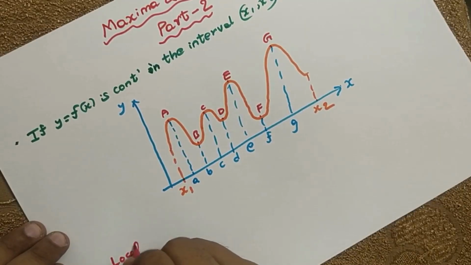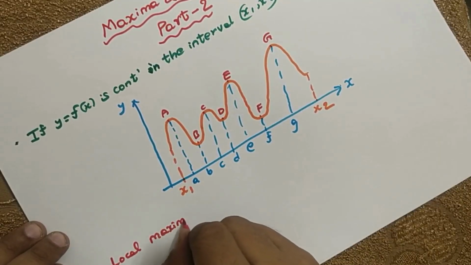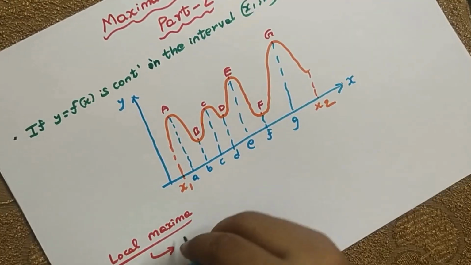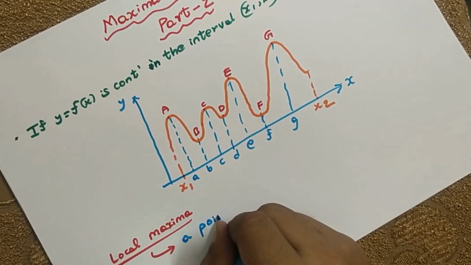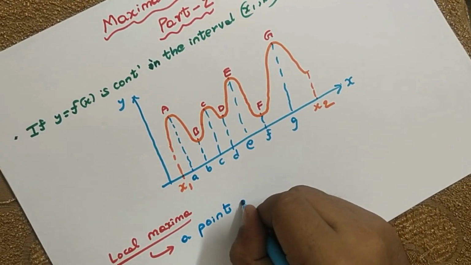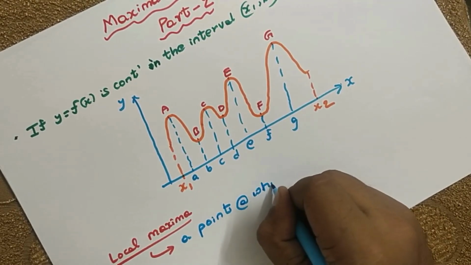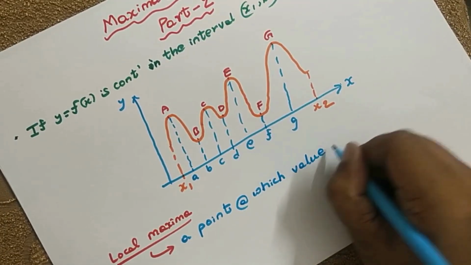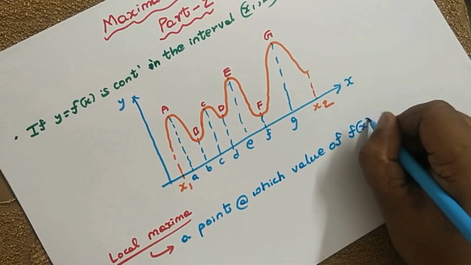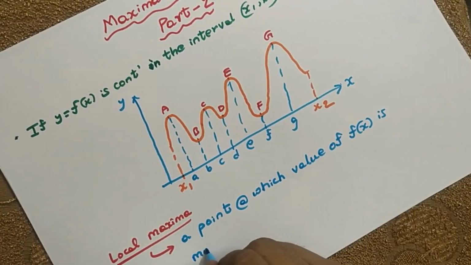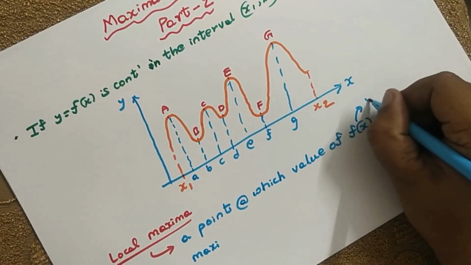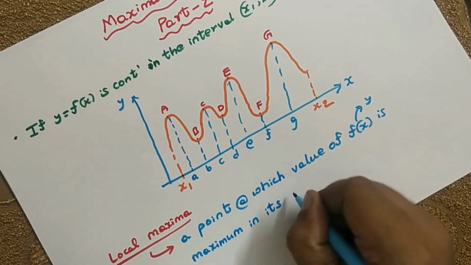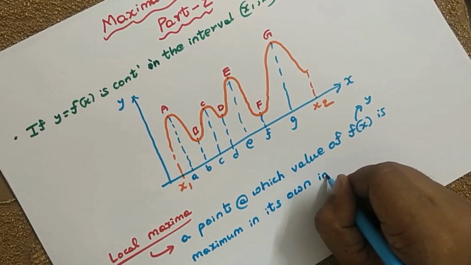First one is local maxima. Local maxima, it is a very simple definition. It is nothing but a point at which the value of f of x, or y, anything, the value of y is maximum in its own immediate neighborhood.